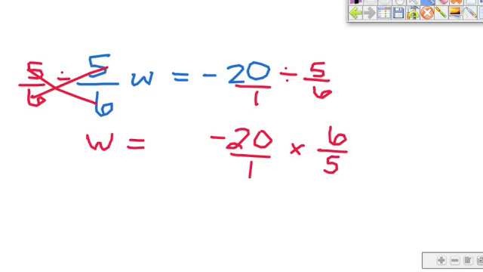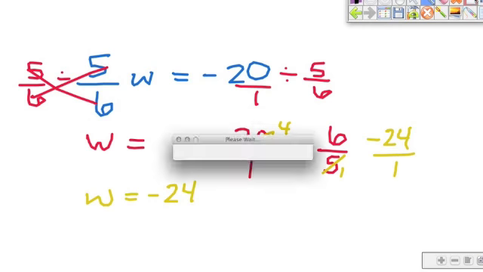Okay? Now, is there anything I can cross cancel or cross reduce? I can't do anything with the 6 and the 1, but I can with the 5 and the 20. So 5 goes into 20 4 times. So I'm left with negative 4 times 6 gives me negative 24. 1 times 1 gives me 1. So my final answer is W equals negative 24. And again, plug that back in and see if it works out. Let me do one more with the fraction just so you can see it.